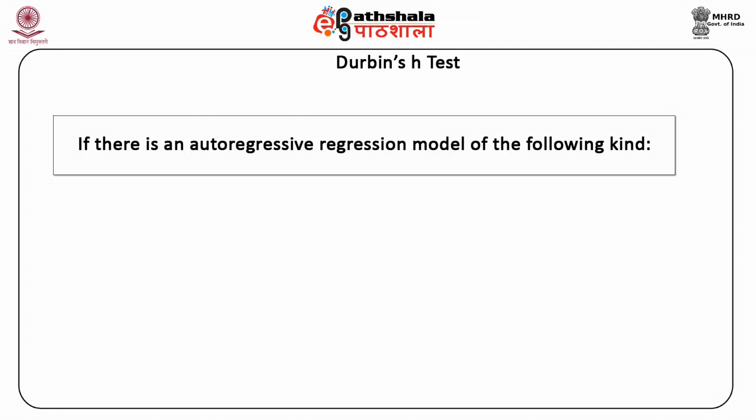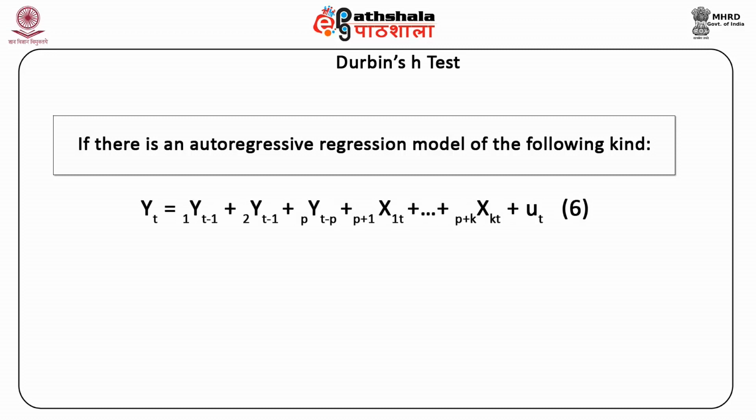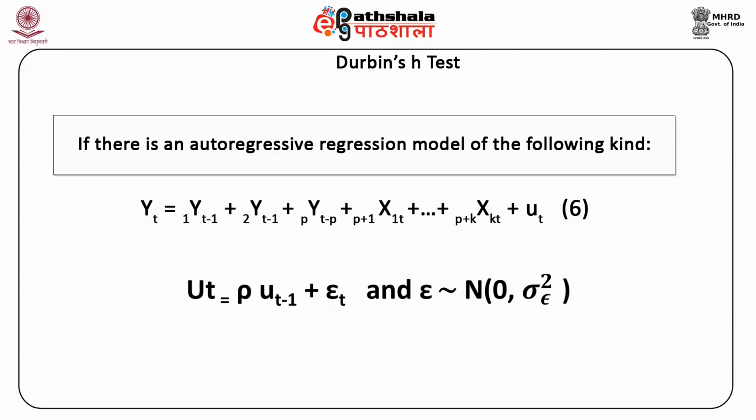He said if there is an autoregressive regression model of the following kind, which is y_t equal to beta 1 y_(t-1) plus beta 2 y_(t-2), and so on up to beta p y_(t-p) plus beta (p+1) x_1t plus so on up to beta (p+k) x_kt plus u_t, which is our equation 6, where u_t is equal to rho u_(t-1) plus epsilon_t, and epsilon is distributed normally with zero mean and variance sigma epsilon squared.